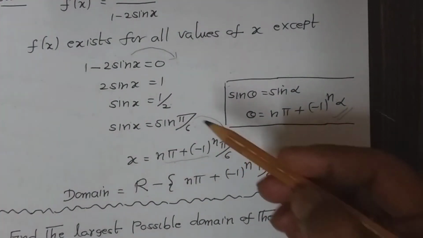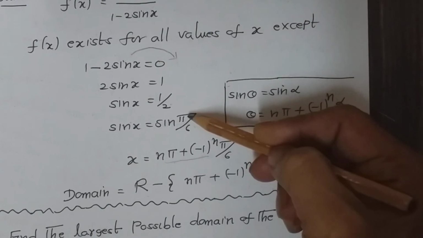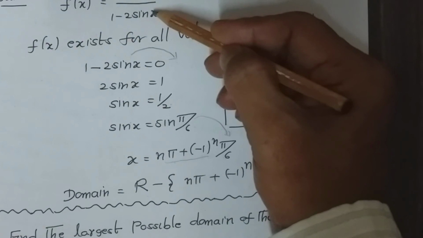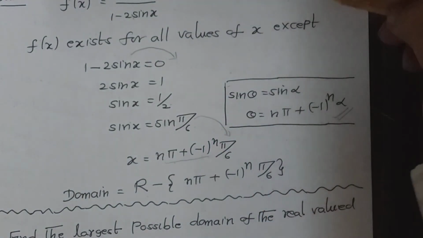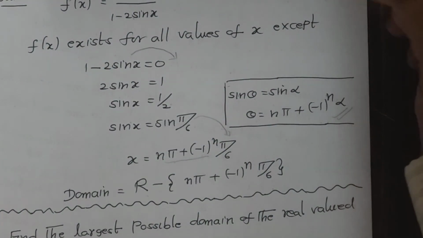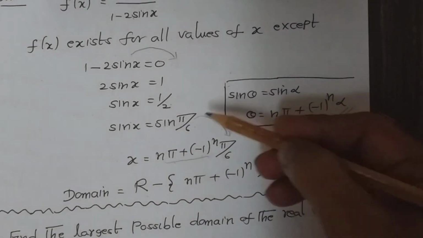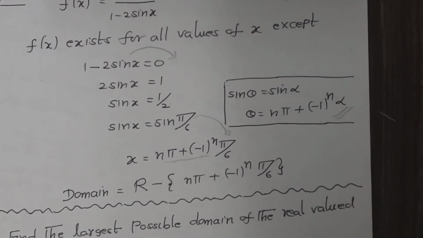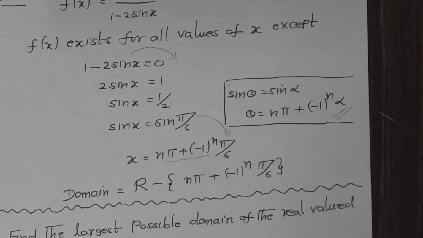If you want to check, for example, take pi by 6. Here 2 into sin pi by 6. Sin pi by 6 is half. 2 into 1 by 2, the 2s cancel. 1 minus 2 into half, the 2s cancel. 1 minus 1 is 0. So it happens not only for pi by 6; for some other values also it is possible, because it keeps rotating and the value will change. Okay students, so this formula you should remember: sin theta is equal to sin alpha, then the general solution is theta is equal to n pi plus minus 1 whole power n into alpha.